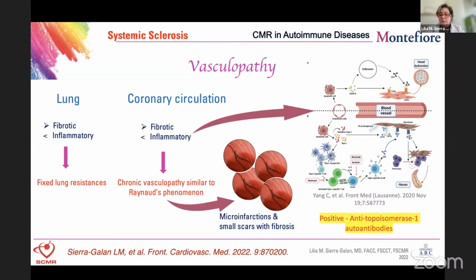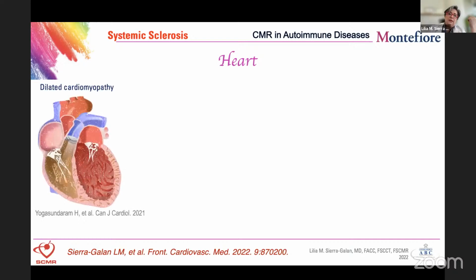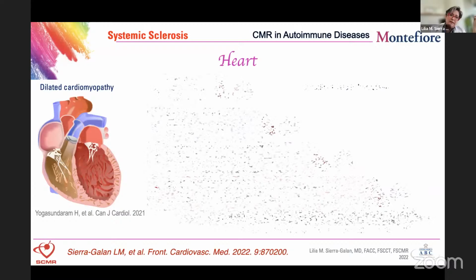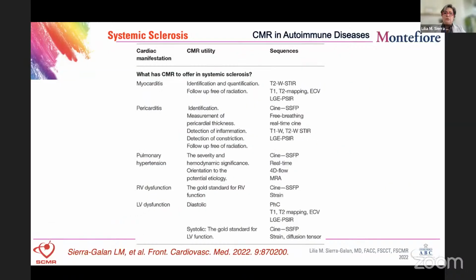And in those patients that are positive to anti-topoisomerase 1, they are more prone to have this kind of vasculitis or vasculopathy. Then the heart as a whole structure has the dilated cardiomyopathy again, and it will end up as systolic and diastolic heart failure. So what are we going to find in this systemic sclerosis?